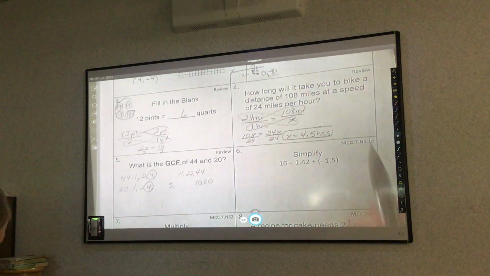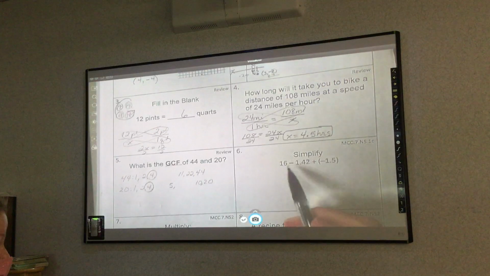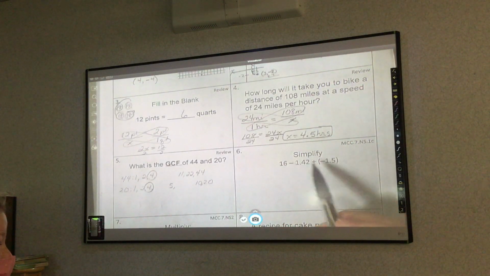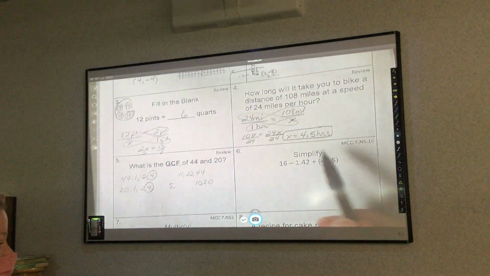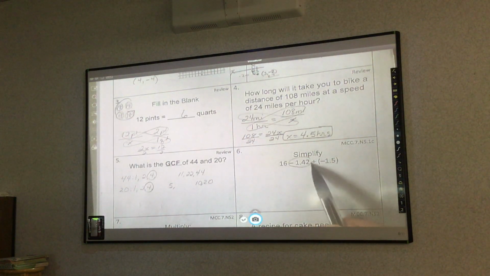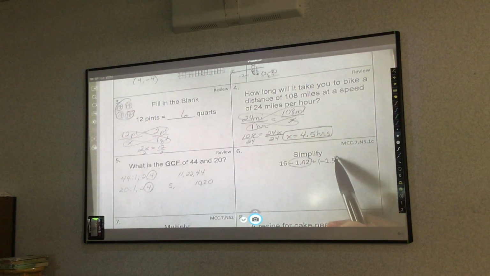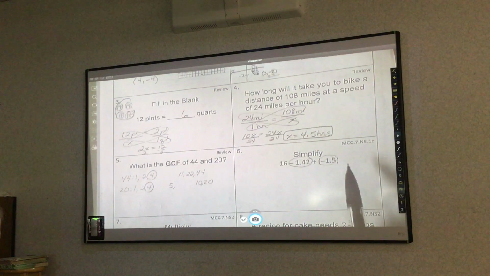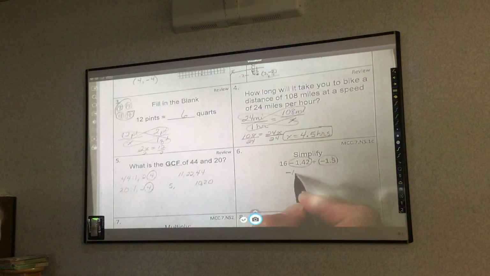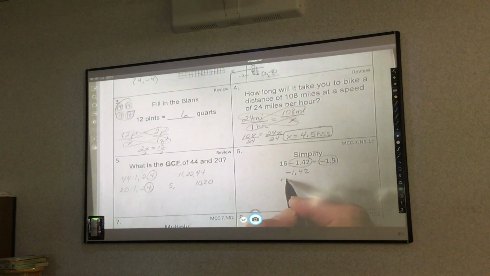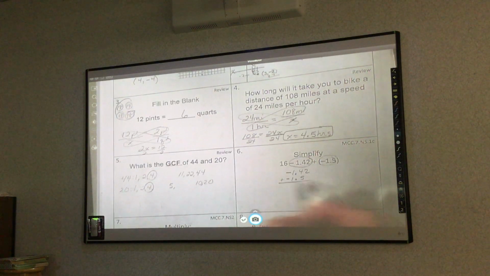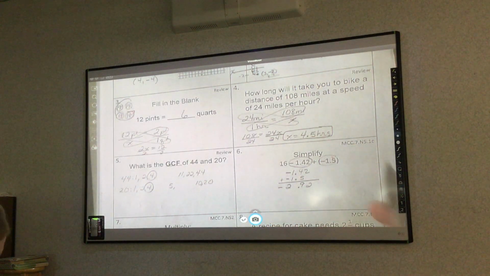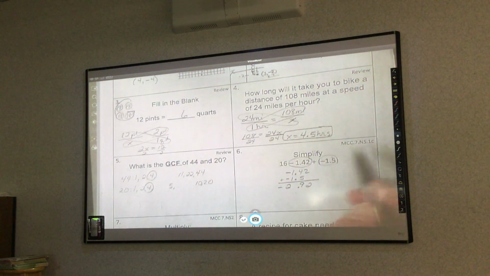To simplify, you can go left to right, because there's subtracting and adding, so you can just go left to right, or I can combine my negatives first. A negative 1 and 42 hundredths and a negative 1 and a half. I'm going to combine my negatives first. So I've got a negative 1 and 42 hundredths plus a negative 1 and 5 tenths. And I get a negative 2 and 92 hundredths. So then it's just 16 minus that.